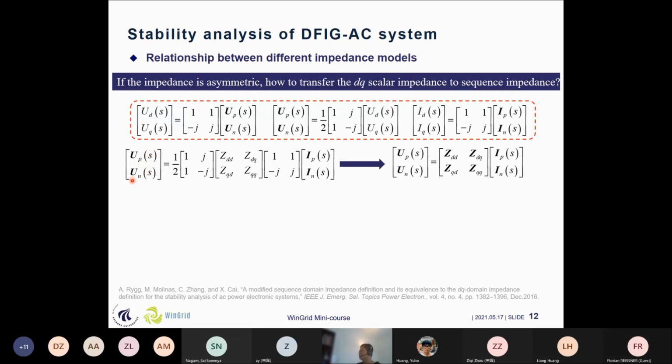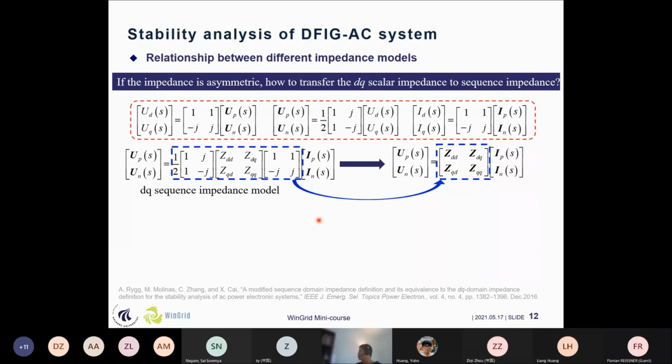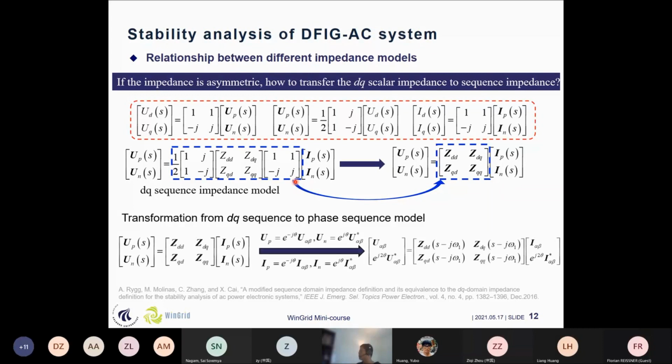The U_ps and U_ns are both in the dq domain, so we can get this matrix form. So for the asymmetric case, even if you are using the complex variable form, you still need to use a 2x2 matrix to represent the impedance characteristic of this kind of system. Okay. So this transformation is calculated by this, and this is the dq sequence impedance model obtained by using these two matrix transformations. And then comes the transformation from the dq sequence to the phase sequence model.